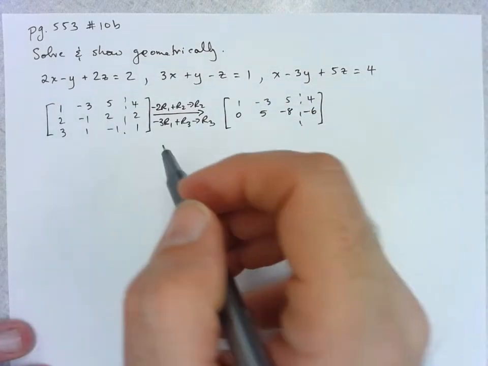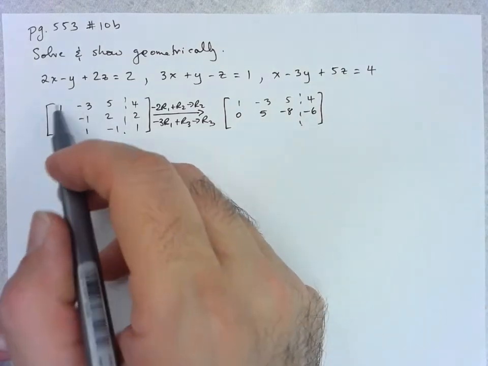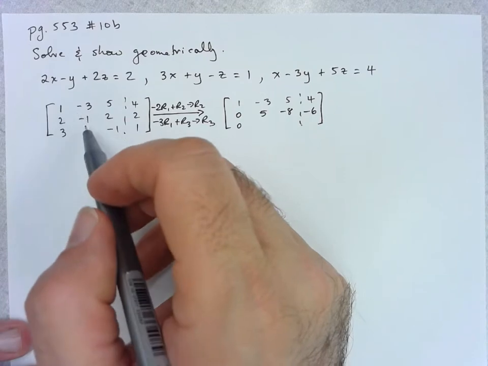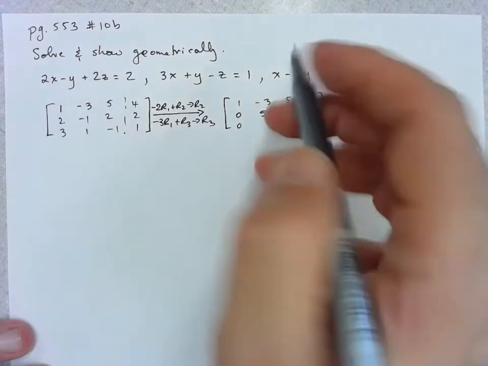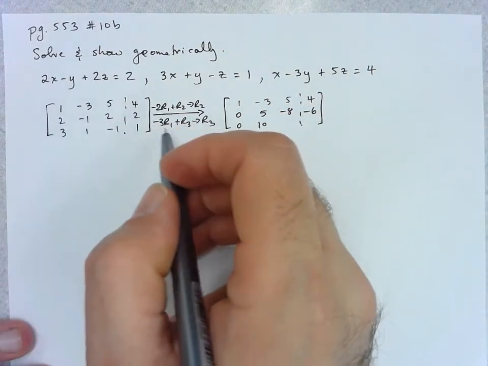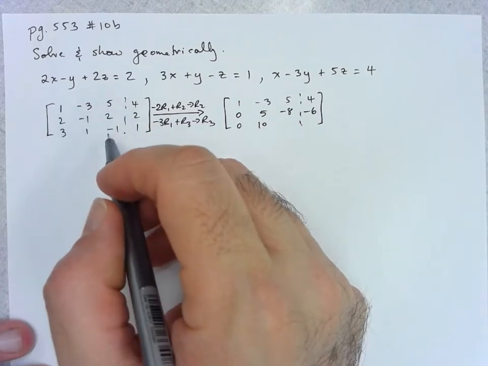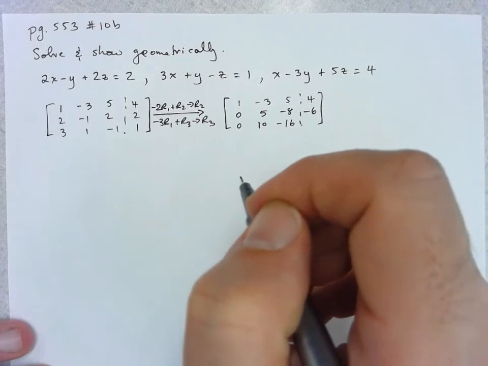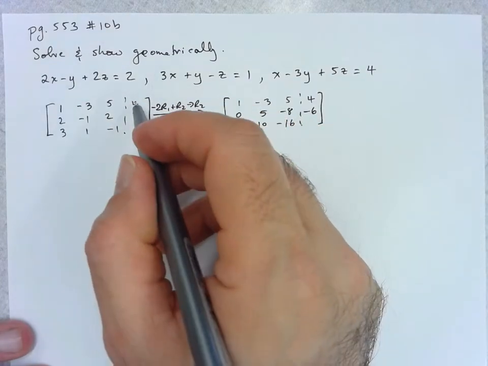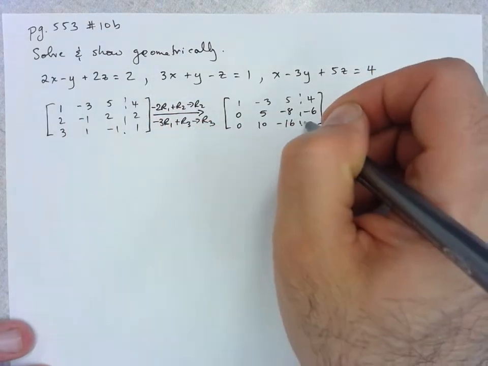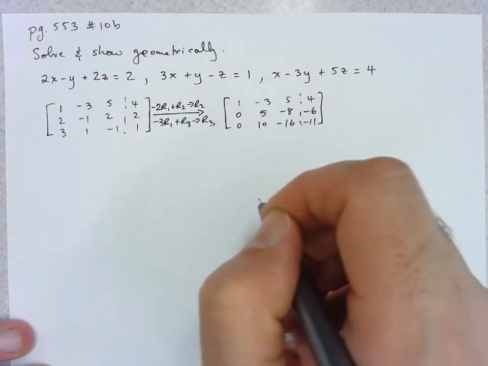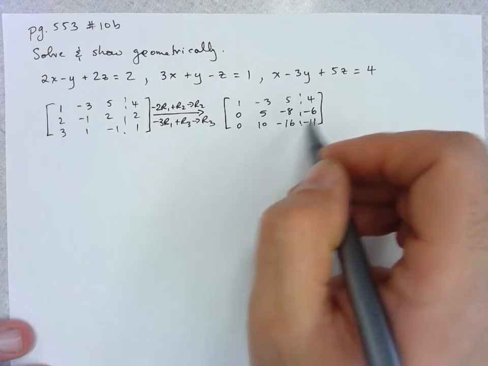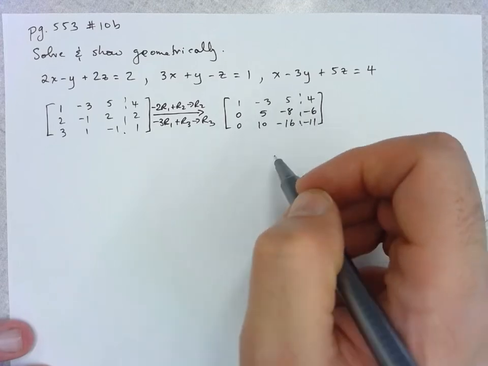Okay, so let's do row 3 now. So we got -3 plus 3 is 0. Okay, here I have 9 plus 1 is 10. Okay, here we have -15 minus 1 is -16. Okay, and then lastly I've got -12 plus 1 is -11. Okay, and right away I see that it looks like these are scalar multiples of each other, but these do not have the same scalar multiple.